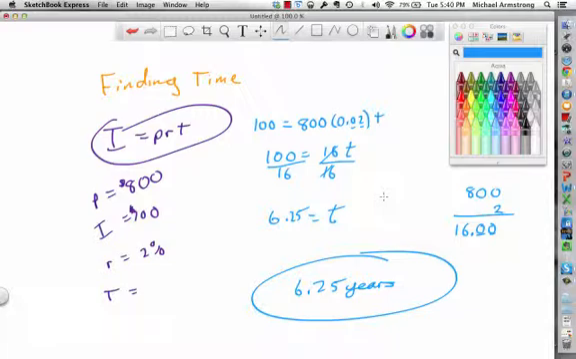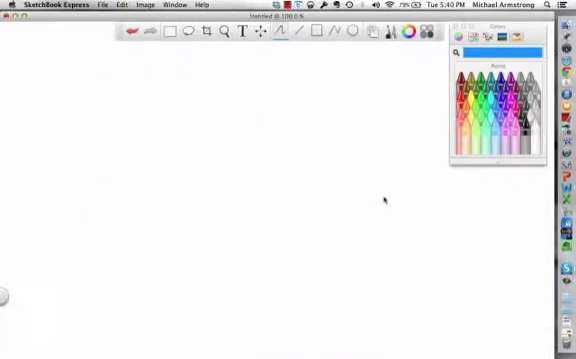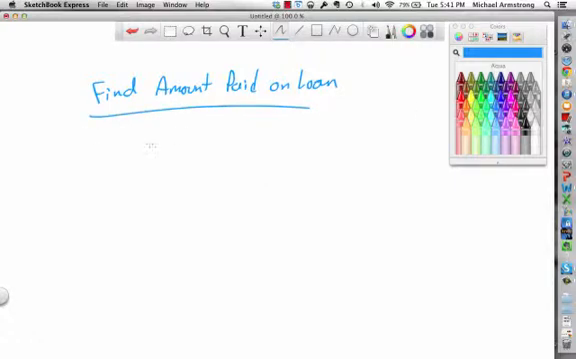There we go. One more. Finding an amount paid on a loan. Okay, so the important part is that you are learning the formula. Interest equals principal times rate times time. I equals PRT.